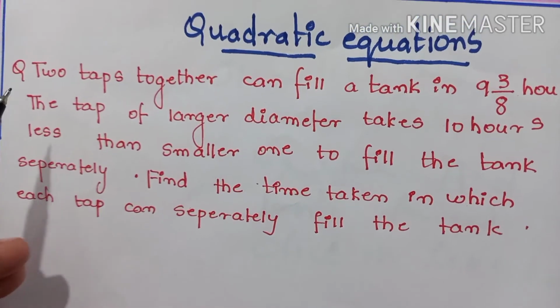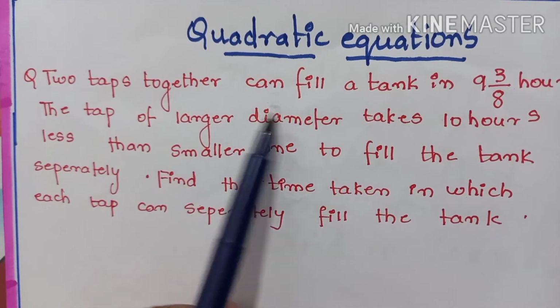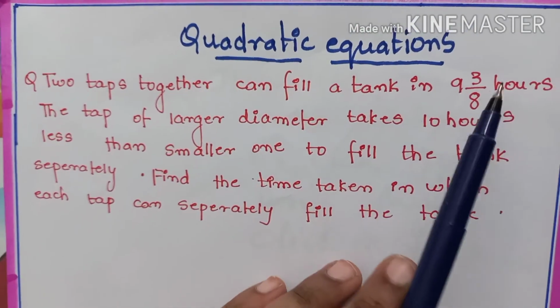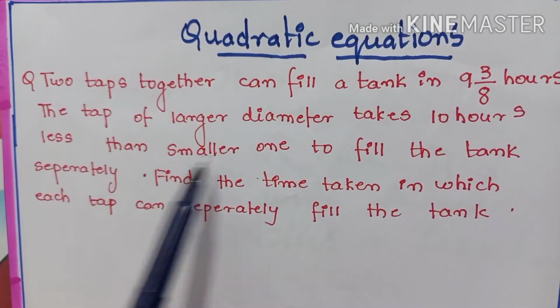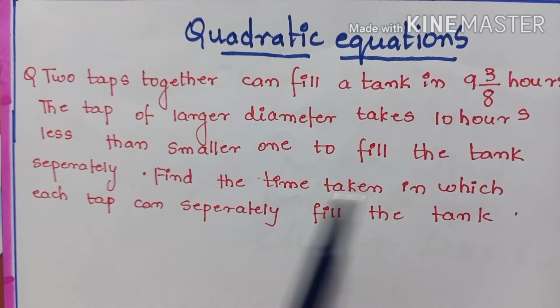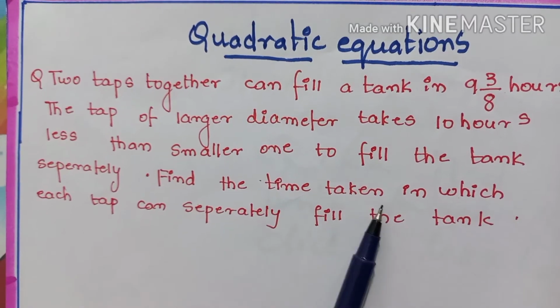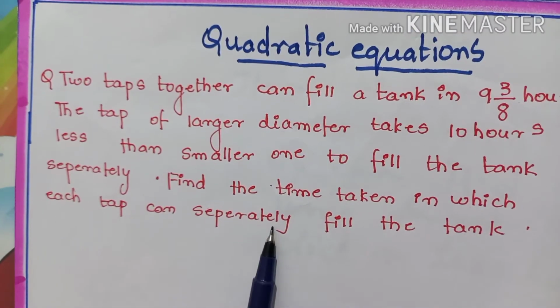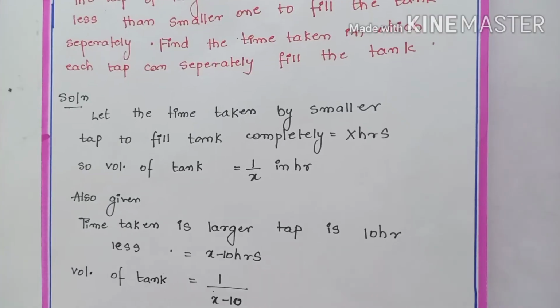Now let us start the question. Two taps together can fill a tank in 9 3 by 8 hours. The tap of larger diameter takes 10 hours less than the smaller one to fill the tank separately. Find the time taken in which each tap can separately fill the tank. Now let us start the solution.